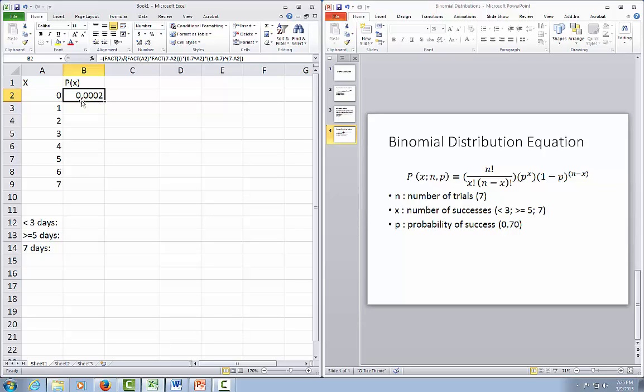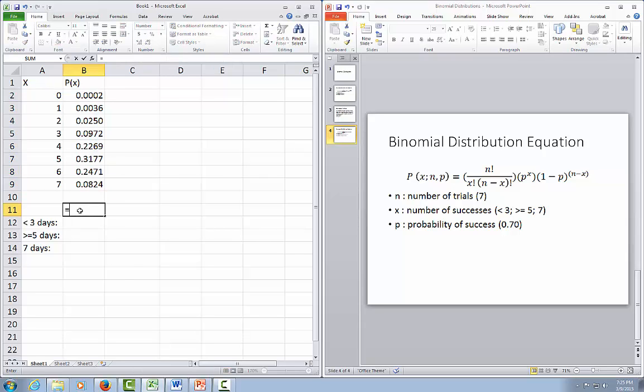And so we've calculated the probability for when x is equal to 0 is equal to 0.0002. And we can copy this formula down all of the rows in the column by clicking on the dot at the bottom right of the cell, and then dragging this to the bottom of our column. And now we've calculated the probabilities for each value of x. And if you note, if we sum all of these probabilities, we should get 1.